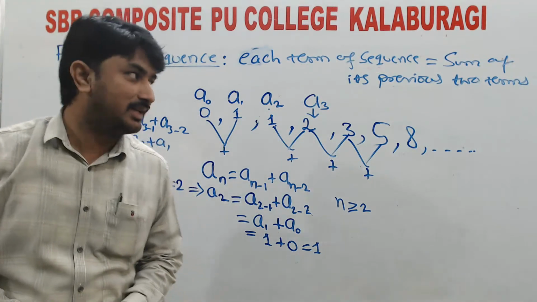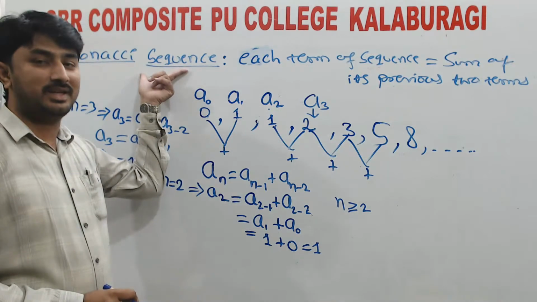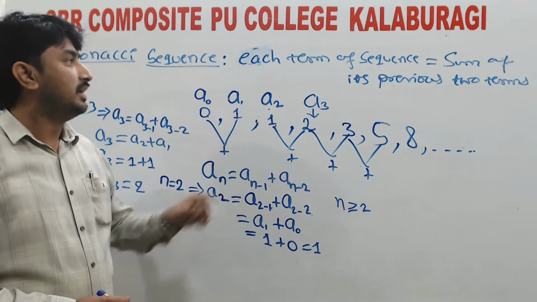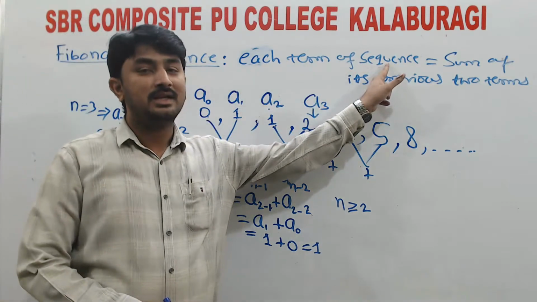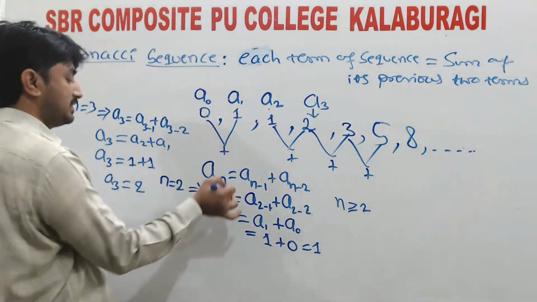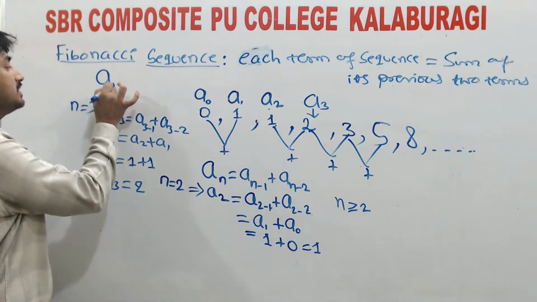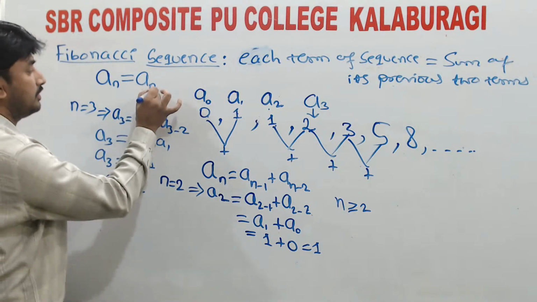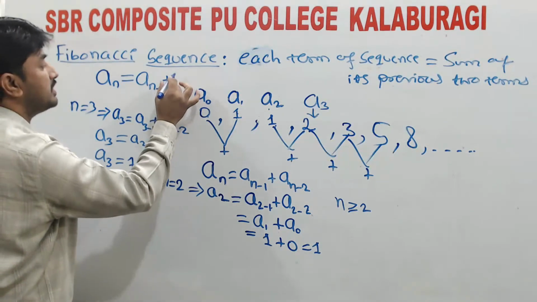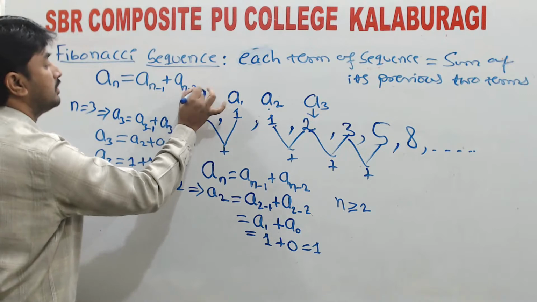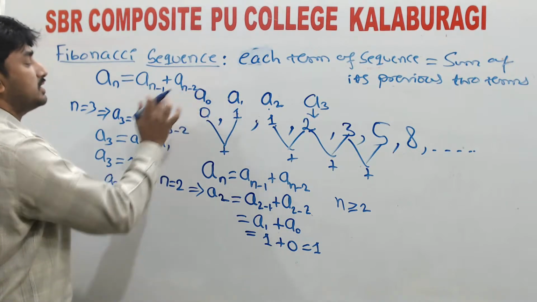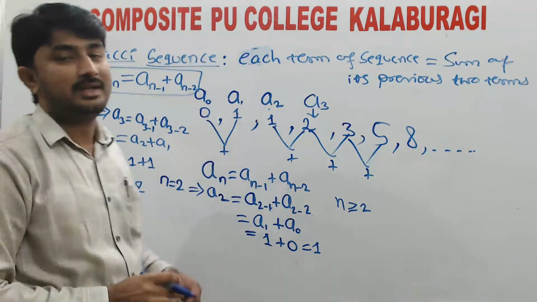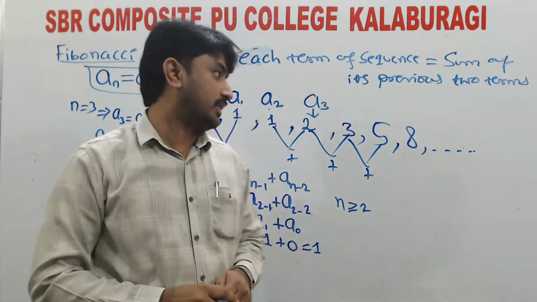I repeat once again. Here the Fibonacci sequence means it is a special type of sequence. Each term of the sequence is equal to, here I write this condition, each term of the sequence is equal to the sum of its previous two terms, an minus 1 and an minus 2. So whenever it always satisfies this condition, it is called a Fibonacci sequence.